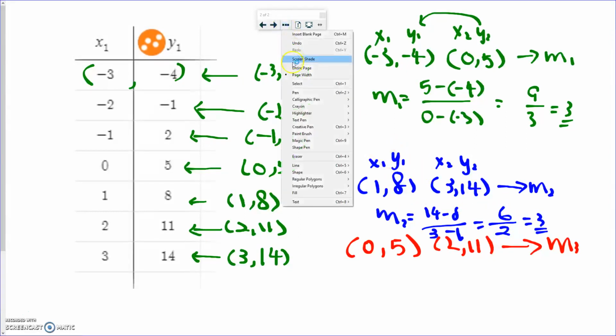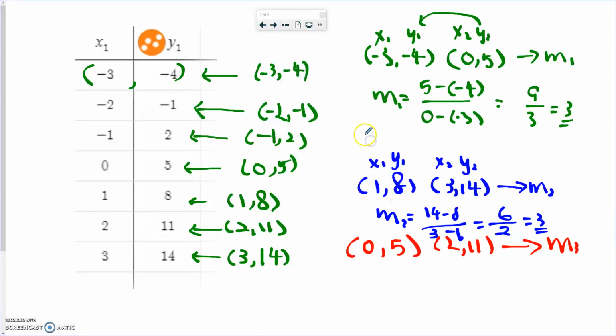Okay, that is correct so far. But I don't trust people, so I don't trust myself. So I'm going to try this. I'm going to pick this 0.5 and 2, 11 and check it. 11 minus 5 is 6. 2 minus 0 is 2. 11 minus 5 is 6 again. 2, 3. There you go.